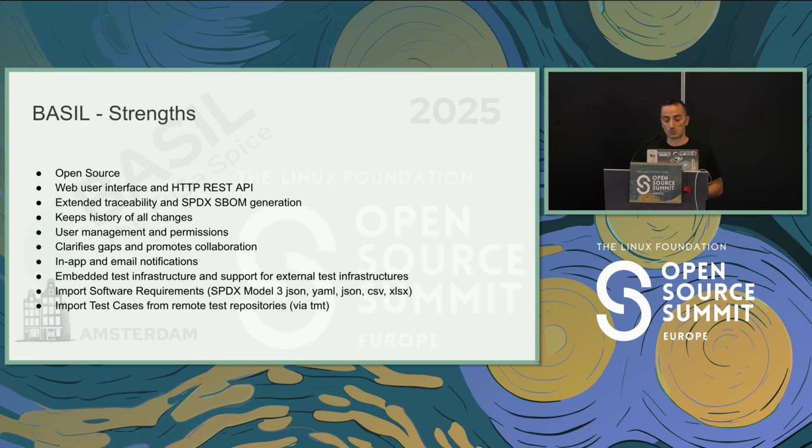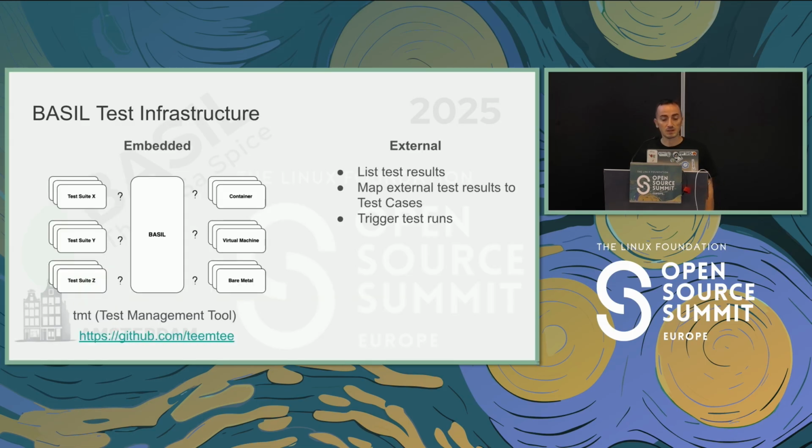We will see soon what this TMT is. TMT is a Red Hat project. It's the acronym of Test Management Tool. It's the choice for this tool as the embedded test infrastructure because it solves the problem of how to run test suites written in different source code, in different languages, against different systems under test that can be a container, a virtual machine, a physical hardware, whatever. So this tool solves all those problems, so it was the choice for the embedded infrastructure.